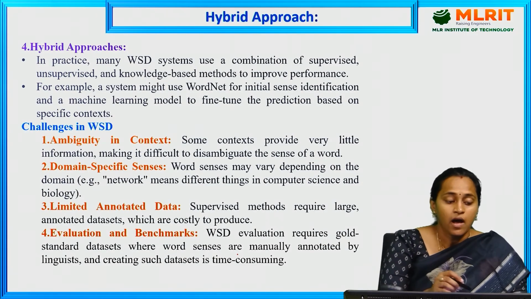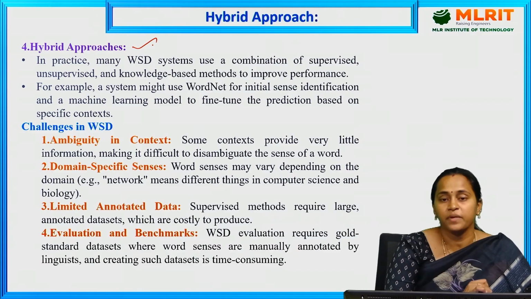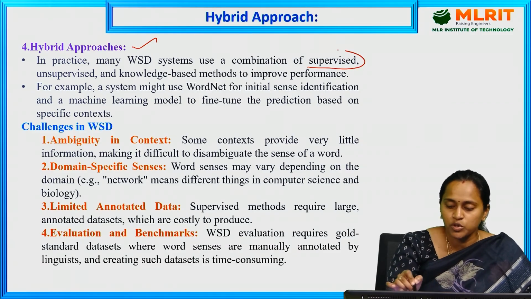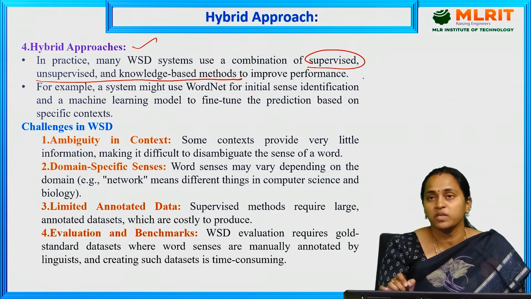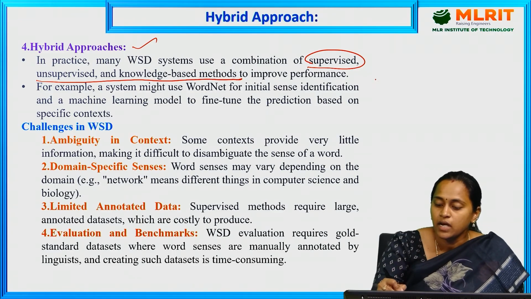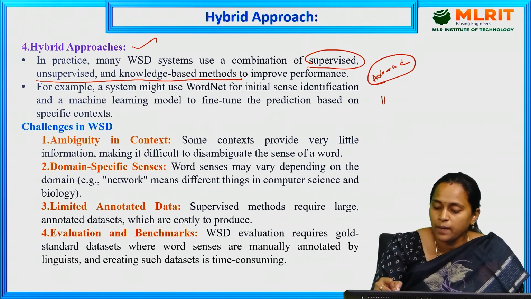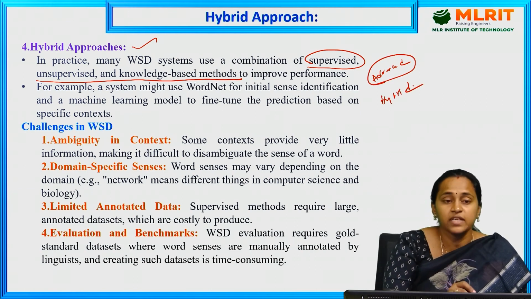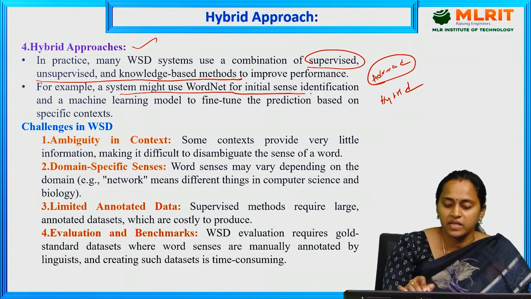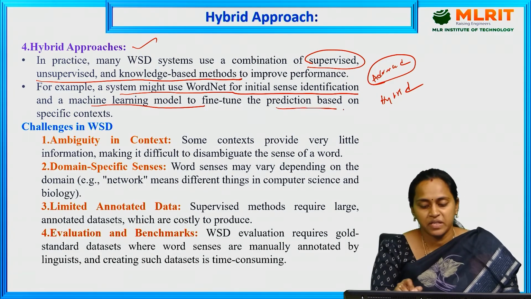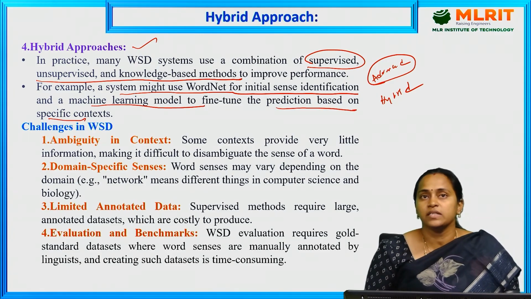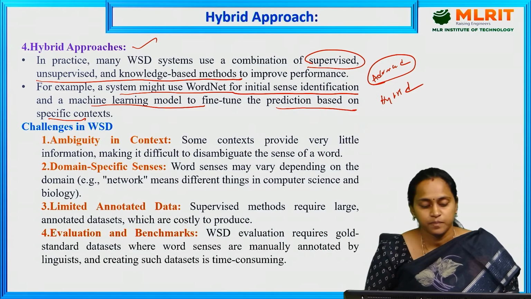Next, the last one, the hybrid approach. What is the meaning of hybrid approach? It is a combination of supervised, unsupervised and knowledge-based methods to improve performance. Hybrid, as the name itself suggests, is an advanced approach, right? So by using all these three methods, we can improve performance in the hybrid approach. For example, a system might use WordNet for initial sense identification and an ML model to tune the prediction based on the specific context. This is an example of how the hybrid approach will go, right?